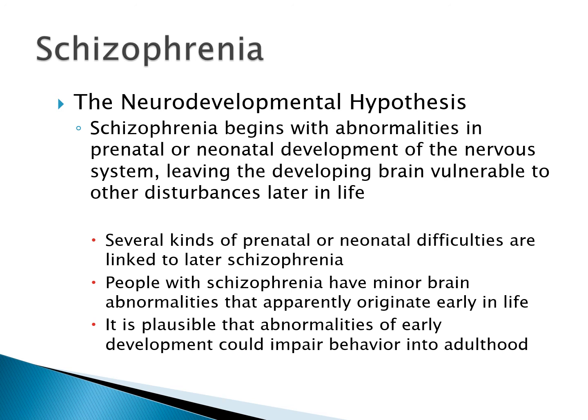So we're going to look at several kinds of prenatal or neonatal difficulties that are linked to later having schizophrenia. We know that people with schizophrenia have minor brain abnormalities that apparently originate early in life, and we will see why we really don't see the clear symptomology until puberty. And it is certainly plausible that abnormalities of early development could impair behavior into adulthood.